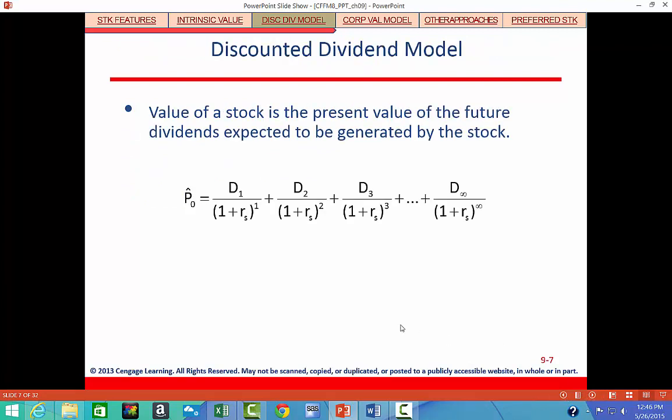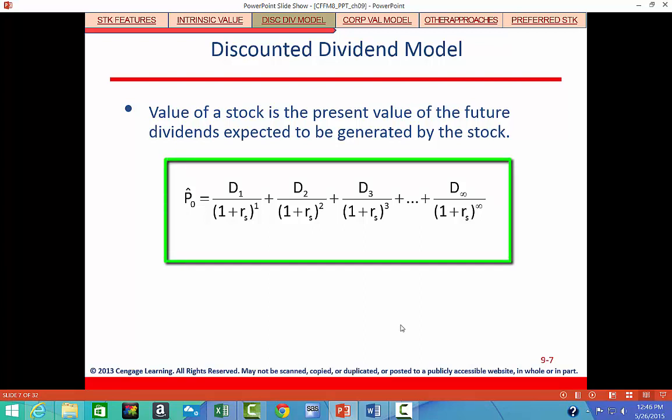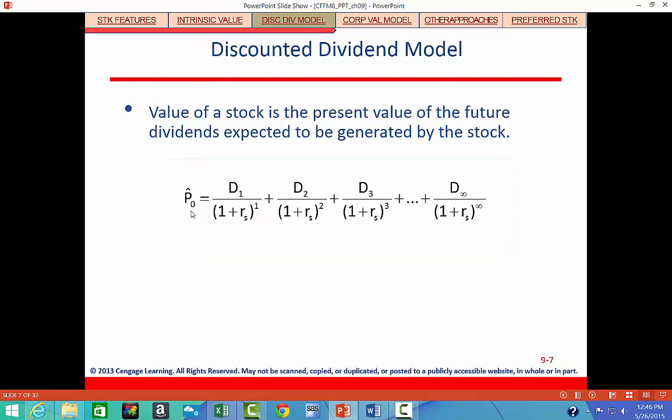So the discounted dividend model, or we usually call it the dividend discount model, is just saying, like I mentioned before, take all the future expected dividends and then discount them back at the required rate of return. And then you should find an intrinsic value for the stock. And again, once you find that intrinsic value, you can decide, is it an undervalued stock, which you should buy, or an overvalued stock, which you should sell.